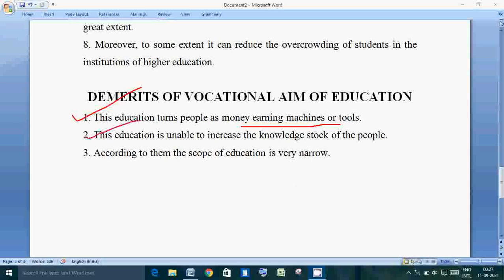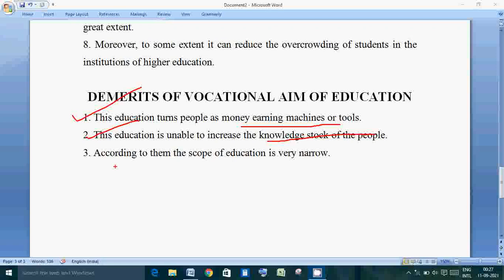The second demerit, that is this education is unable to increase the knowledge stock of the people. When you enter a vocation, your mindset becomes focused on money and what will happen, you can't increase your knowledge. In your mind there will be the situation of how I will earn some money for my survival, and that is a big problem here in this vocational aim of education.